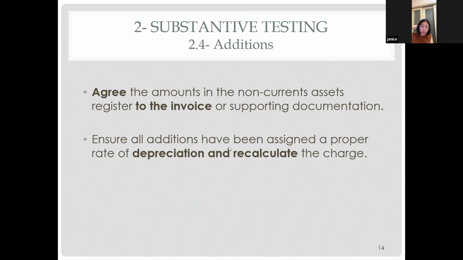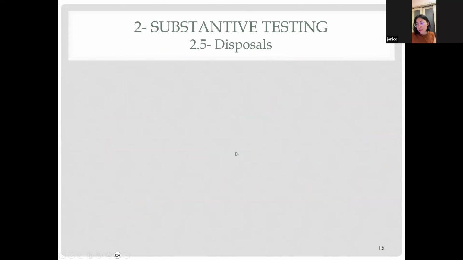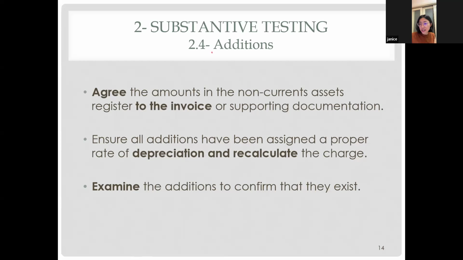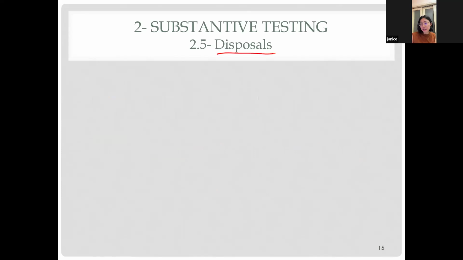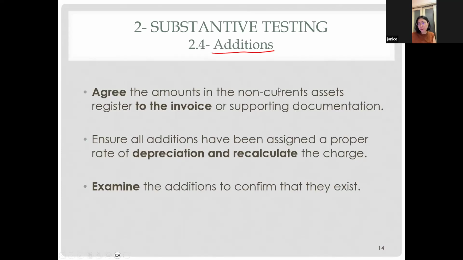Now, after we did these regular substantive testing, next what we do is we're going to look at the purchases, the new purchases, so we call that the additions, and disposals. Okay, so for addition, that's what we have done for FAU. We focus on the new purchases during the year, the cutting machine, ink seal machine, and the computer.